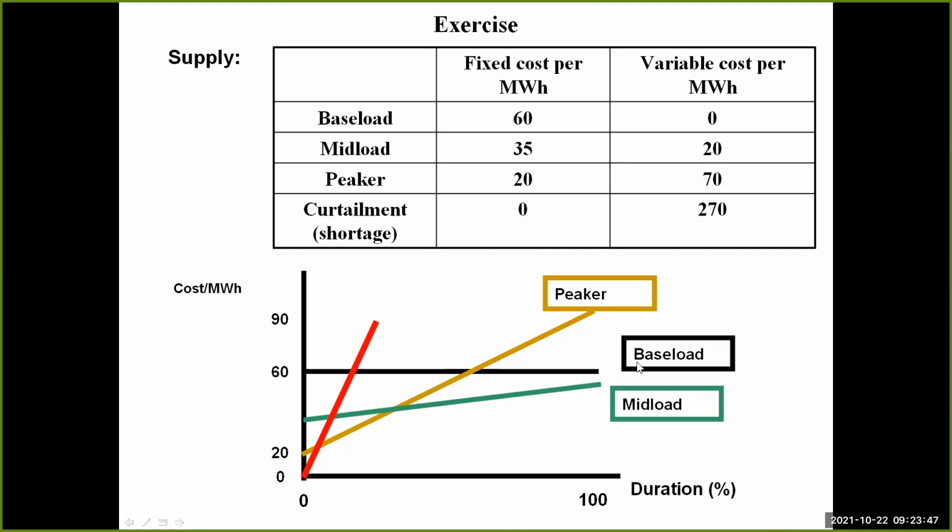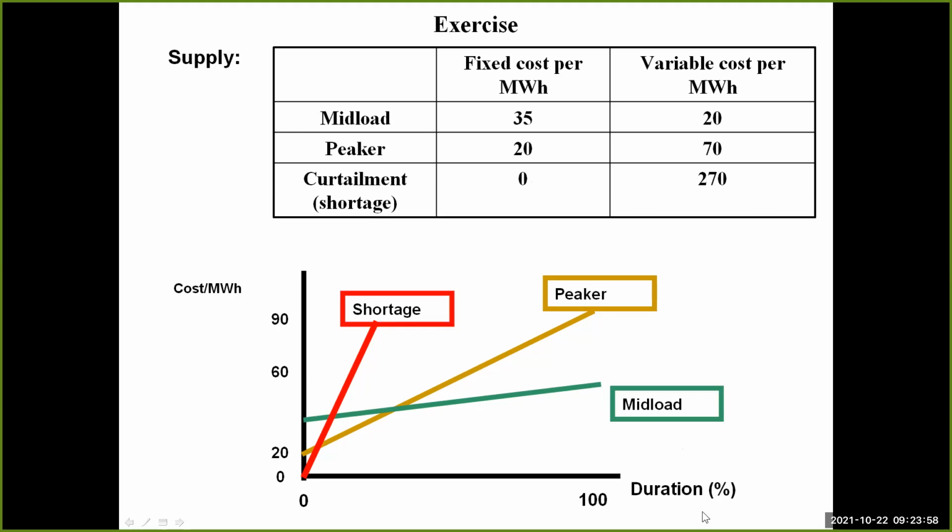Now, there's one step we can do to make this problem a little bit easier. And what is that? Well, we see that the base load is more expensive than any of the other ones. It's actually more expensive than mid load. We're not going to use base load again. So we take base load out. This is our problem now. Okay, now we just need to calculate these intersections.